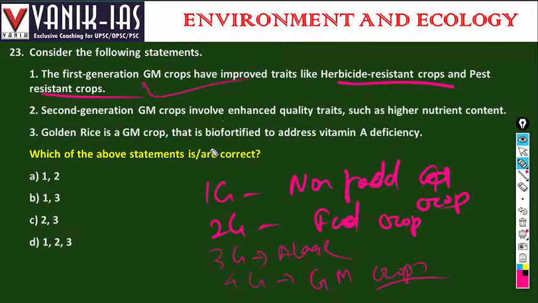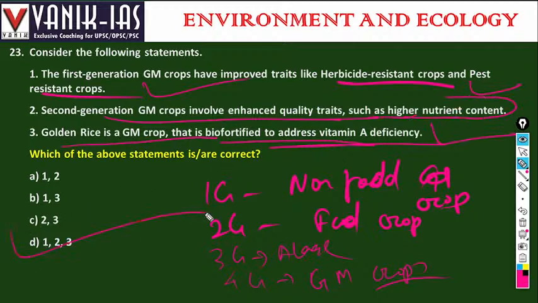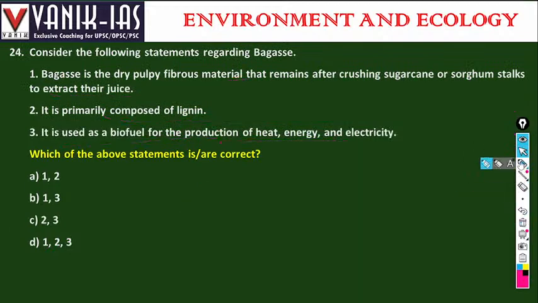The predominant nature of genetically modified crops is herbicide resistance. Second generation GM crops involve enhanced quality traits such as higher nutrient content. Golden rice is a GM crop that is biofortified to address vitamin A deficiency. Yes, golden rice, a genetically modified crop biofortified to address vitamin A deficiency. This is right. Second generation GM crops enhance quality traits such as higher nutrient content. So 1, 2, 3, all the statements are correct.